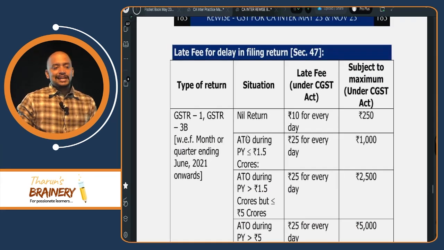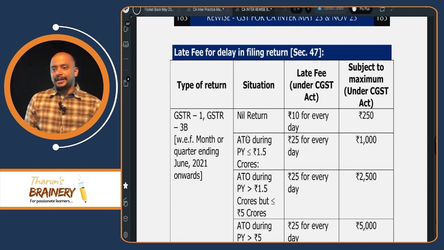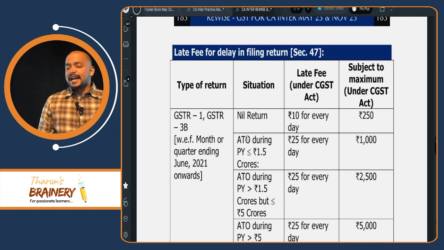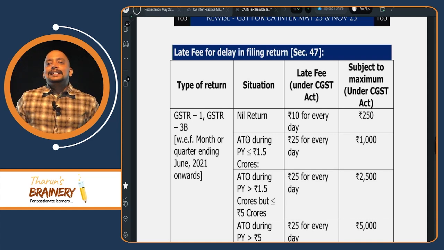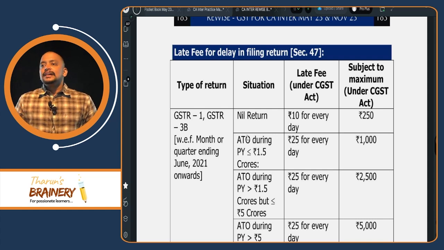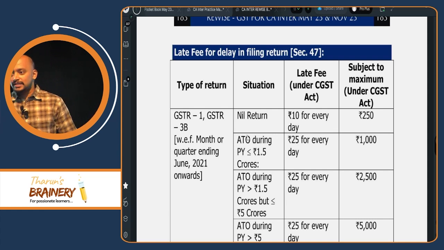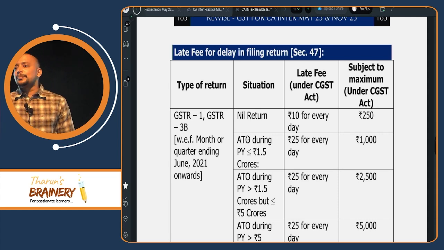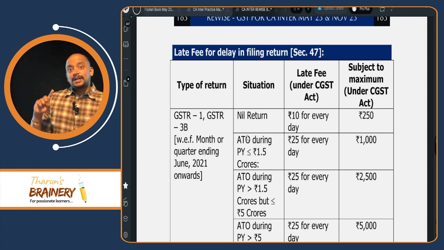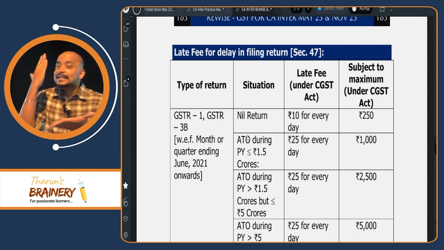Then look into the next area, section 47, late fee for delay in filing return. So this late fee also can be tested in MCQ. First, for GSTR 1 and GSTR 3B, the late fee is, if it is a nil return, 10 rupees per day subject to a maximum of 250 rupees. For example, 30 days delay. 30 days into 10 rupees is what? 300. But maximum how much? 250 rupees only. And this is under the CGST Act.